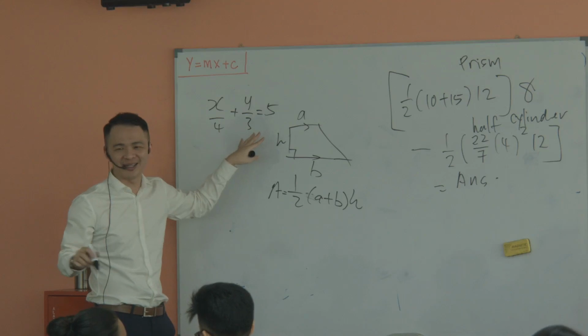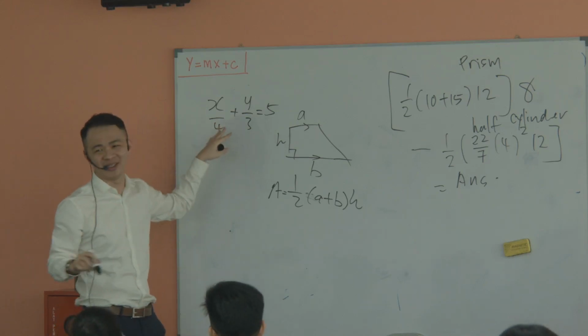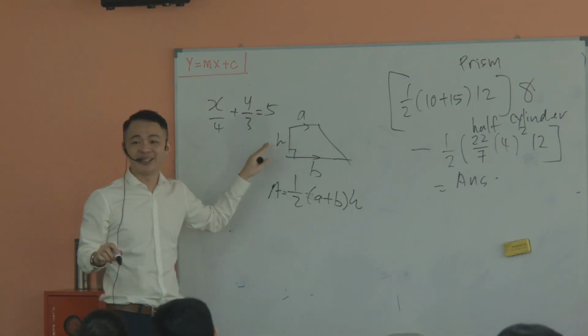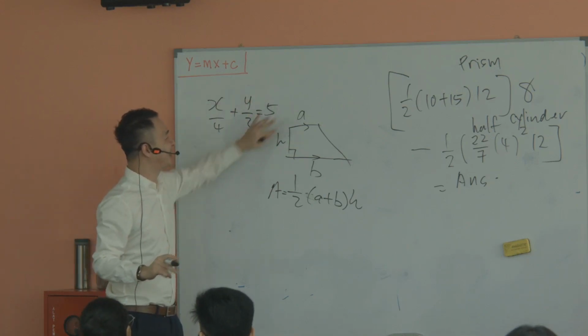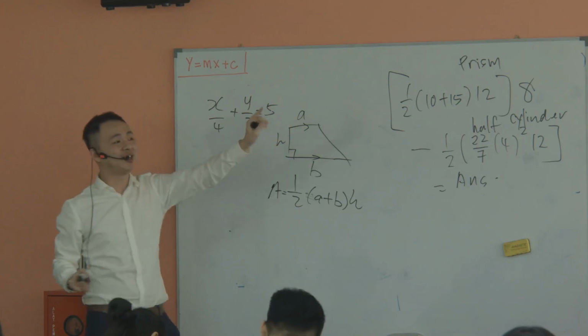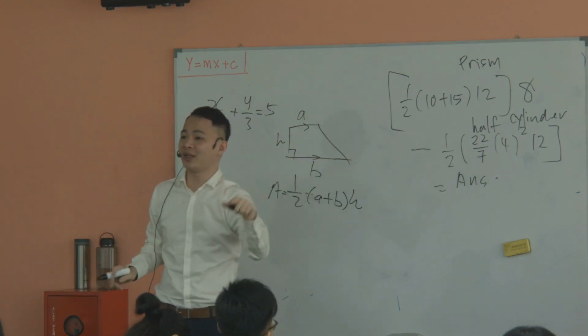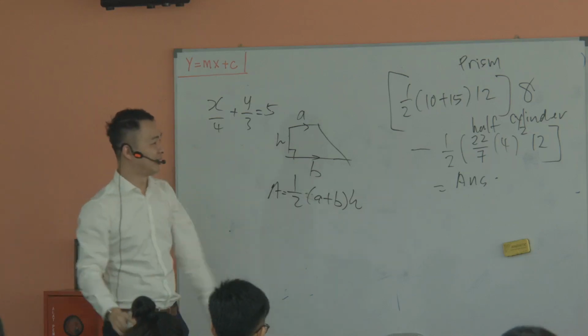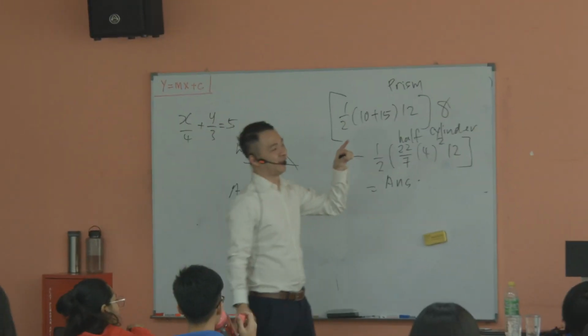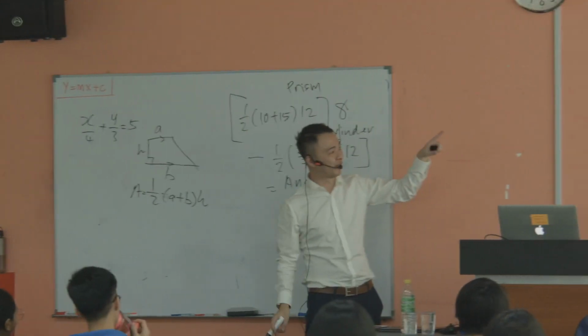Of course, if your algebra is really good, you should know the gradient is negative 3 over 4. But otherwise, you need to arrange whatever equation you have into y equals mx plus c, because you want to get two pieces of information: gradient and y-intercept. So therefore, always arrange your equation into y equals mx plus c.